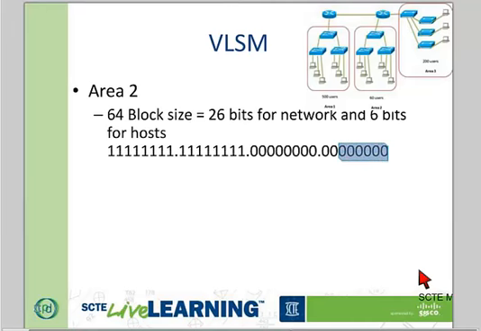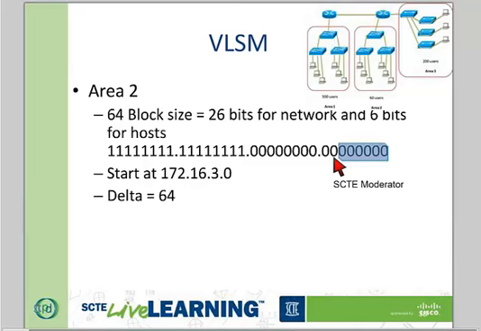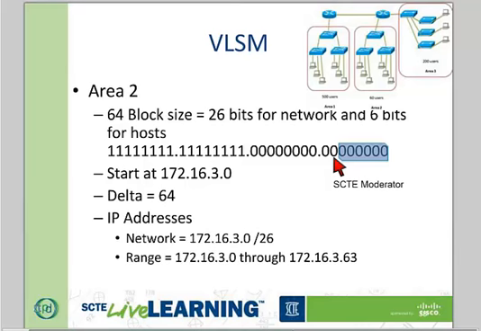Continuing on, area 2. Block size is 64 because we need 60. Minus 2, 62 is plenty. And to get 64, it looks like I need 6 bits, 2 to the 6th. So my least significant bit here would be this bit right here. So I start at 172.16.3.0. My delta in this case is 64. And I will go from 0 to 63. And I'll leave off at 64.